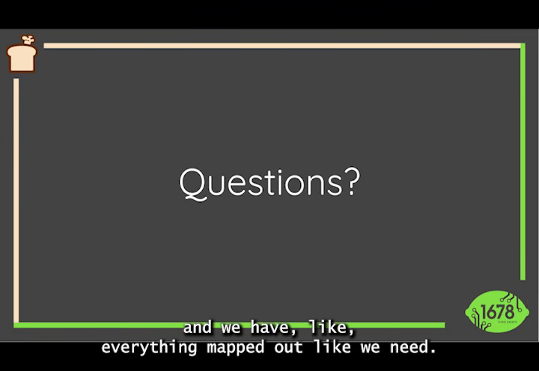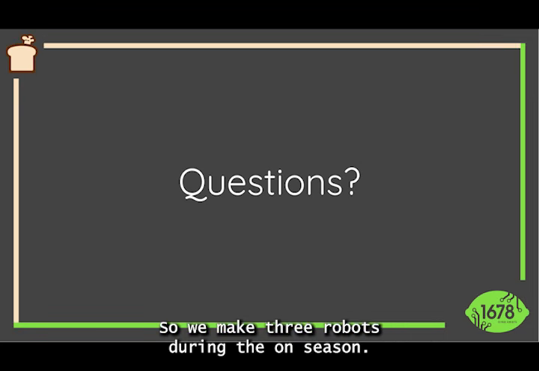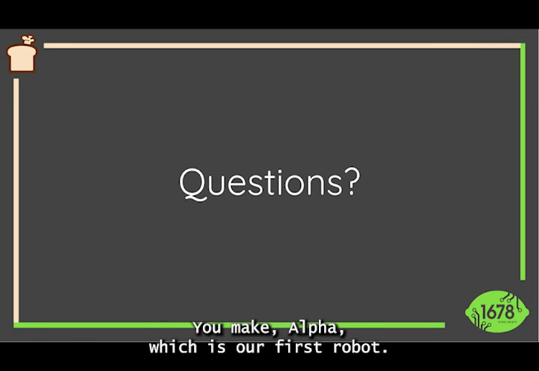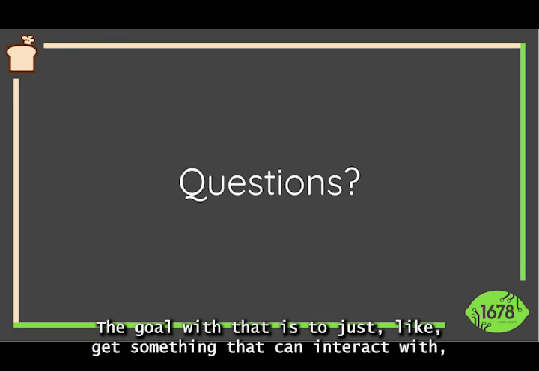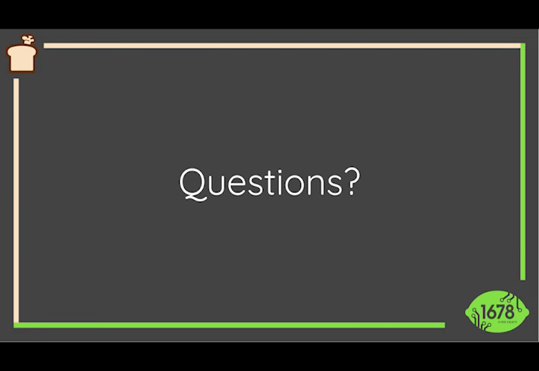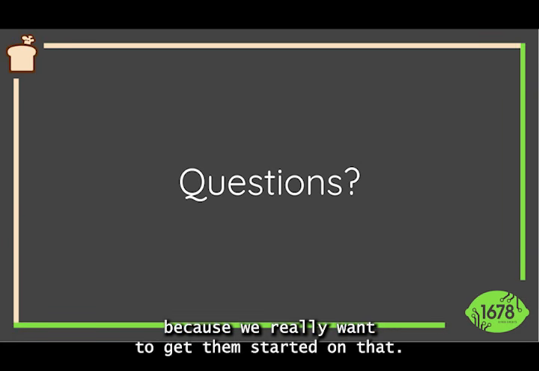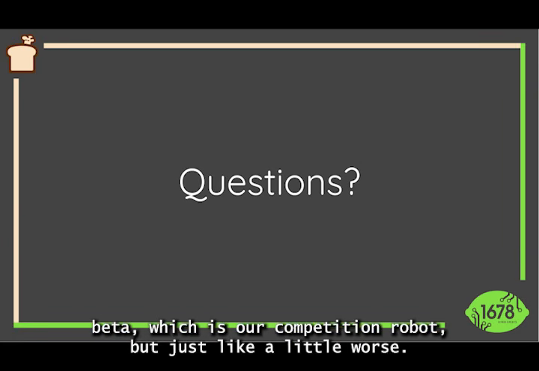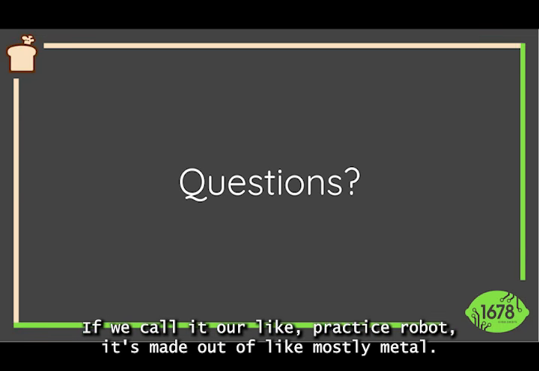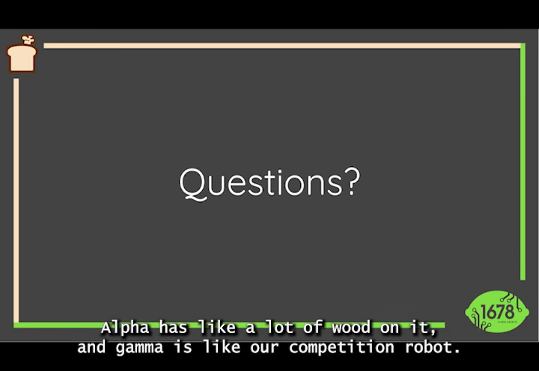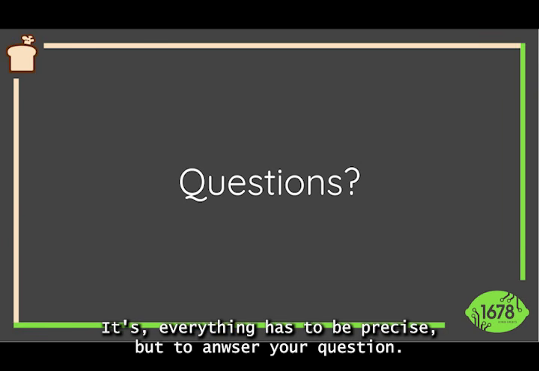and we have everything mapped out. We make three robots during the on season. We make Alpha, which is our first robot. The goal with that is to just get something that can interact with the game elements, and we hand it off to programming because we really want to get them started on that. Then we work on Beta, which is our practice robot, like our competition robot but a little worse. It's made mostly of metal. Alpha has a lot of wood on it, and Gamma is our competition robot. Everything has to be precise.